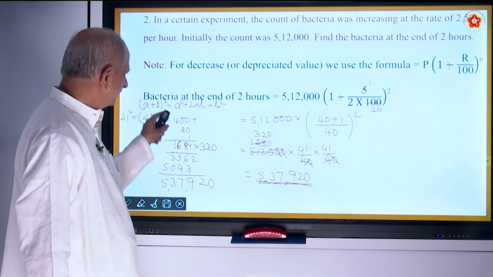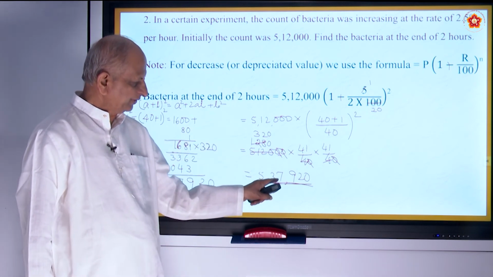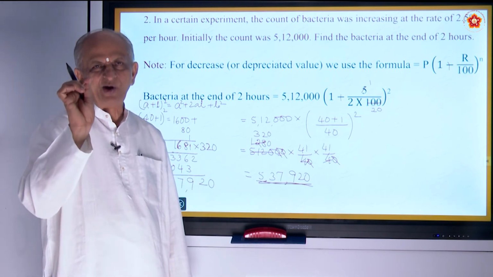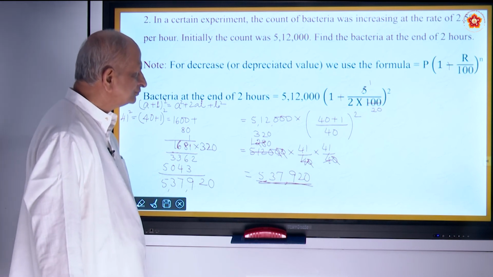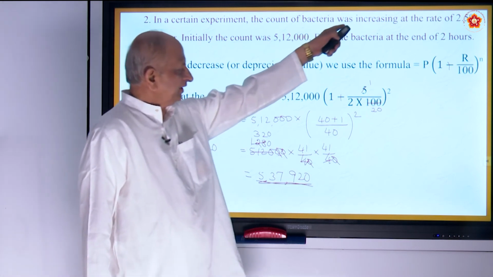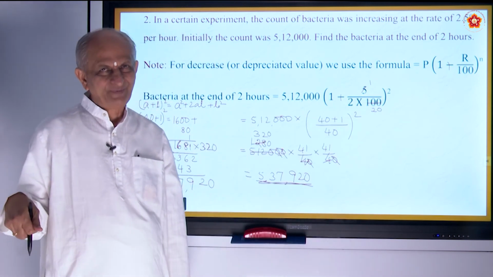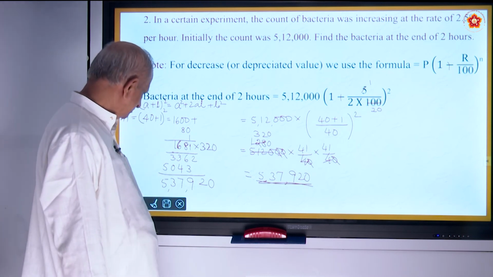So at the end of 2 hours, there will be 5,37,920 bacteria, small microorganisms. Okay. So if it is increasing, you must put plus. Now what about minus now? Shall we do one problem on minus? Decreasing, correct? So note it down.